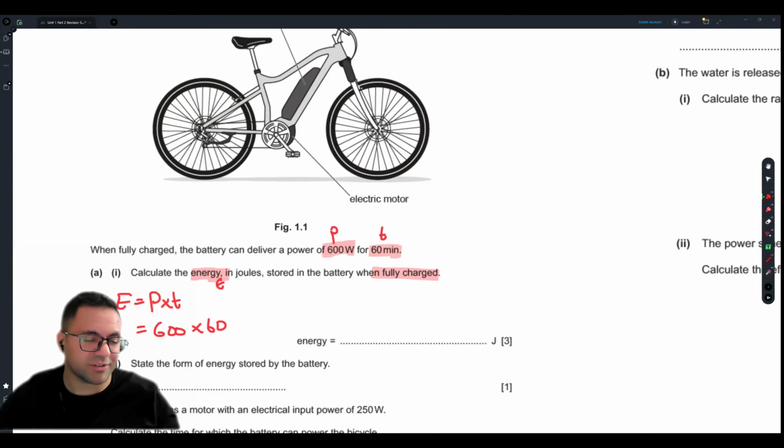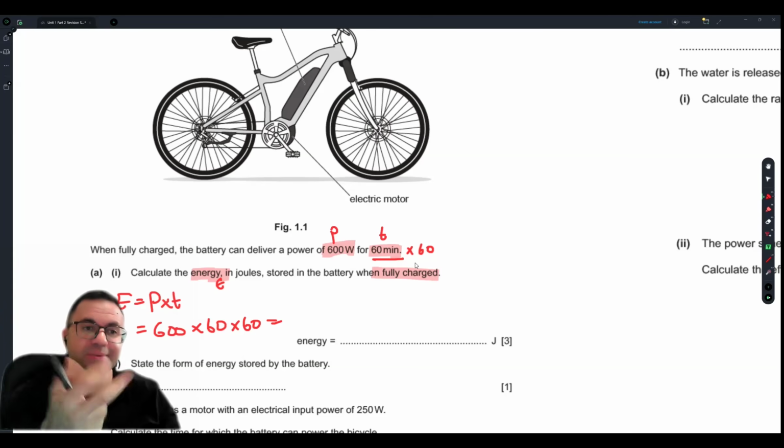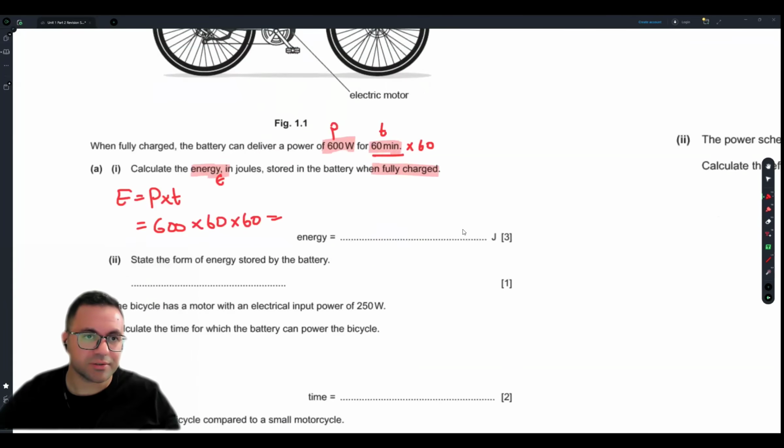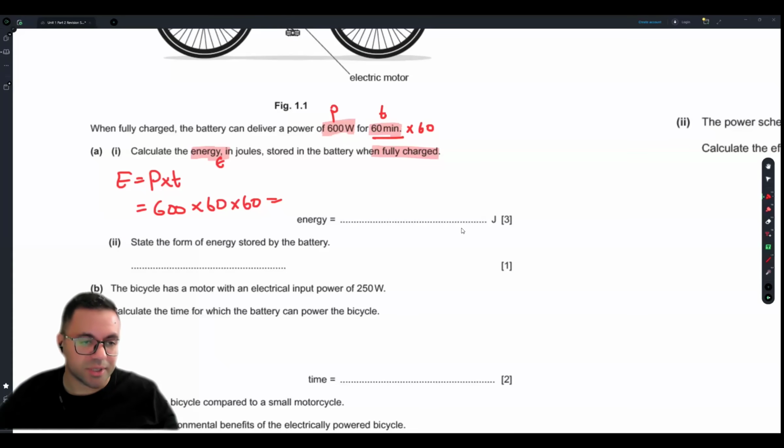Wait, should I do something here? Remember what I said earlier? This entire chapter, you have to use SI units. Is minute an SI unit? You have to change the minutes to the seconds, because all of these units, watt, joules, Newton, are based on SI units, meaning mass has to be in kilograms, distance has to be in meters, and time has to be in seconds. All right? So 600 times 60 times 60.